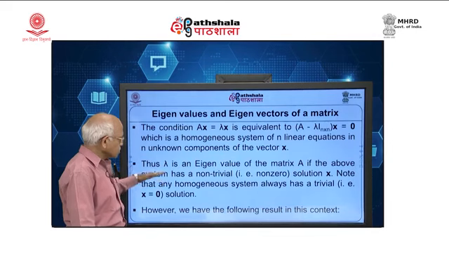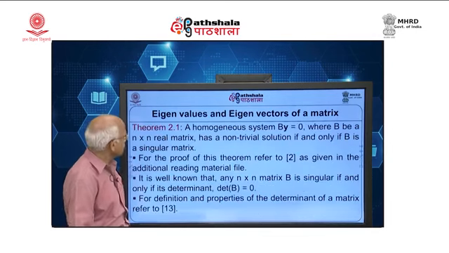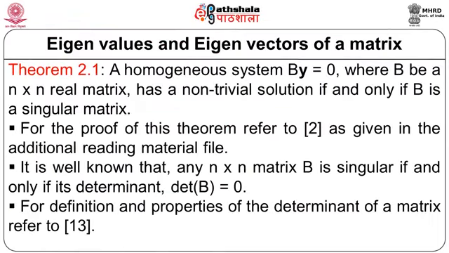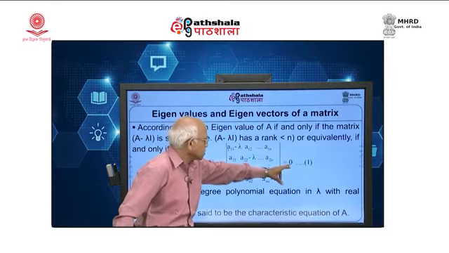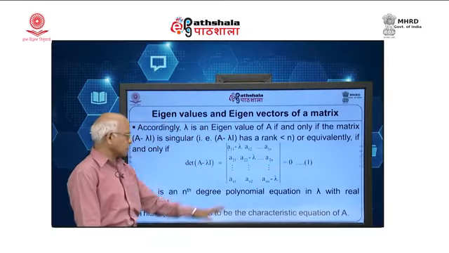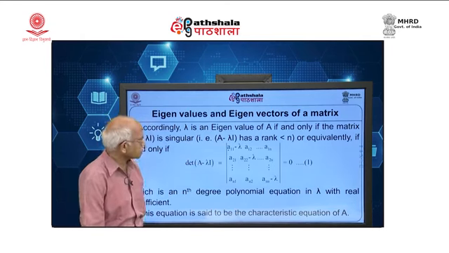Now, this system of equations has a non-trivial solution, by a known result, if and only if the matrix A minus lambda I is a singular matrix. And a matrix is singular if and only if its determinant is equal to 0. Using that, lambda is an eigenvalue of A if and only if the determinant of A minus lambda I is 0, and that gives me the characteristic equation of the matrix A.